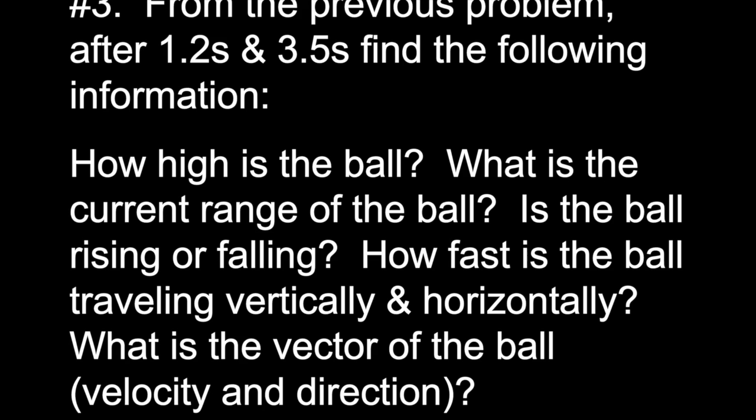So number 3, from the previous problem, after 1.2 seconds and 3.5 seconds, find the following information. How high is the ball? What is the current range of the ball? Is the ball rising or falling? How fast is the ball traveling vertically and horizontally? What is the vector of the ball? In other words, what is the velocity and direction? So we're looking for the resulting velocity and the direction at those points in time.